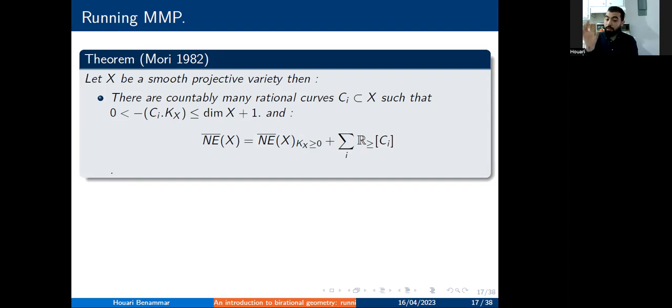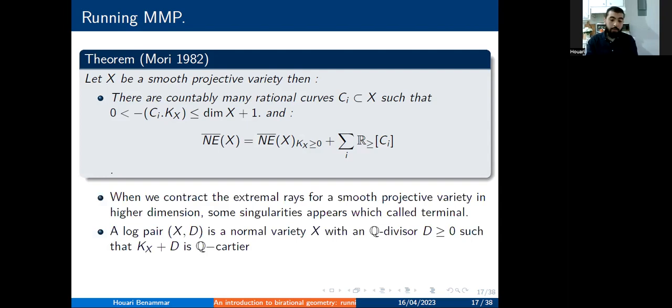Okay, so this theorem means exactly that the rational curves are the only curves important for MMP because they contribute to the negative part. So every curve which is negative is included in some class of rational curve. Okay, so this is very interesting.